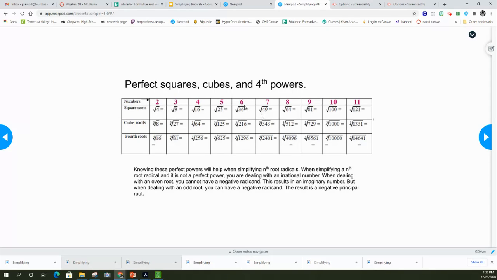This is for your notes. You could write them down. Screenshot that. That's a good little tool to have.